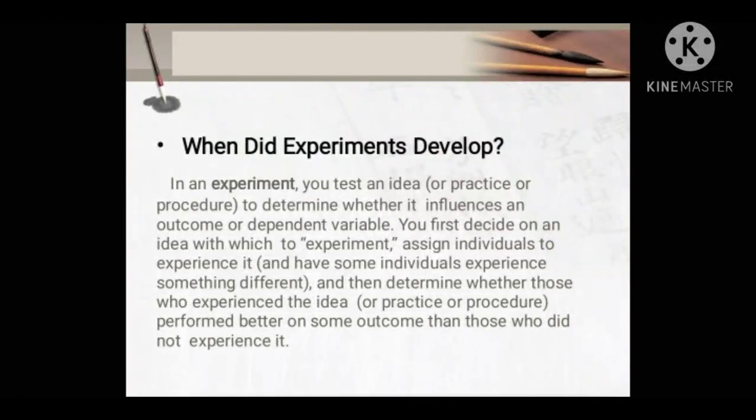When did experiments develop? In an experiment, you test an idea or practice or procedure to determine whether it influences an outcome or dependent variable. You first decide on an idea with which to experiment, assign individuals to experience it, and have some individuals experience something different, and then determine whether those who experience it, the idea or practice or procedure, performed better on some outcome than those who did not experience it.